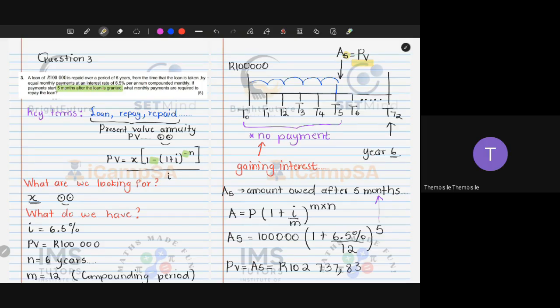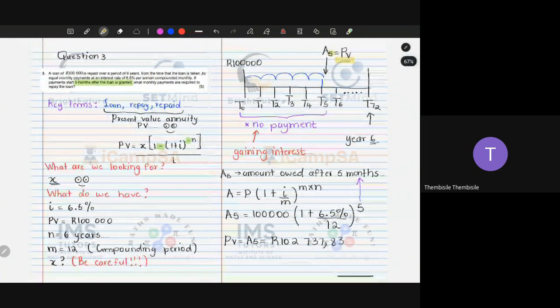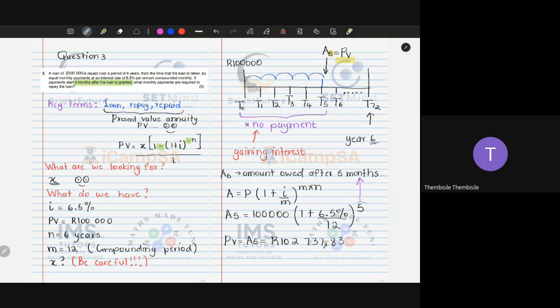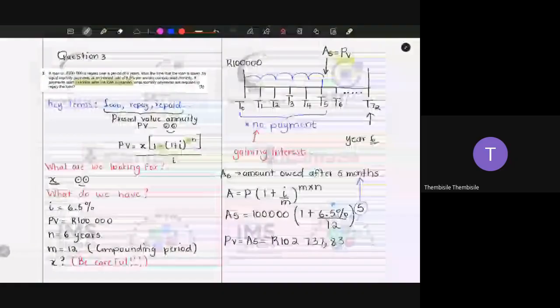So that is why we had to calculate a new PV, because the PV, which is the amount you owe, determines how much you should pay every month. So we can't use 100,000 because we are not starting to pay while we are still owing 100,000. We are going to start paying when we owe more because we delayed. And that is why we had to calculate how much we would be owing after 5 months at the interest rate that they gave us, because we said we want to start paying after 5 months.